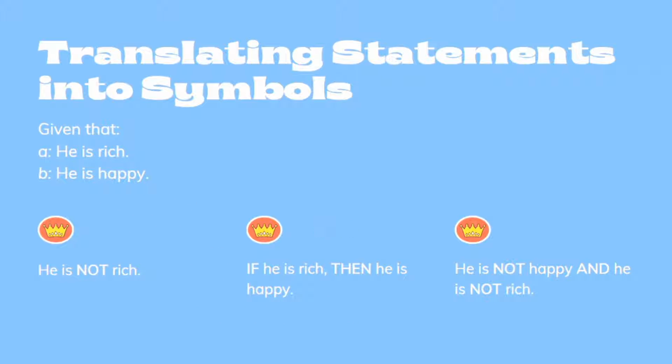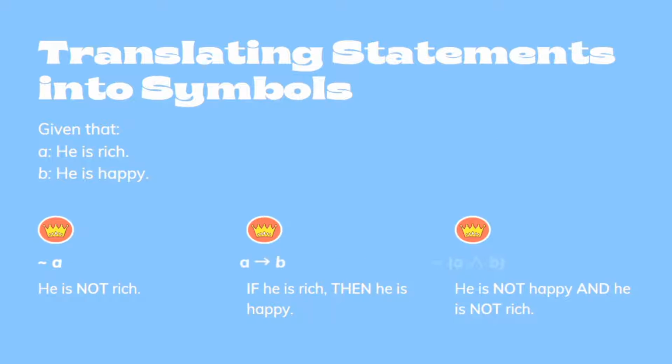The last statement is, he is not happy and he is not rich. The and connective is used so the inverted V symbol will be used, and considering that both conditions have a connective not, we should enclose both condition A and B together with the symbol of and, which is the inverted V, with the symbol of not. Put it all together and it will look like this.